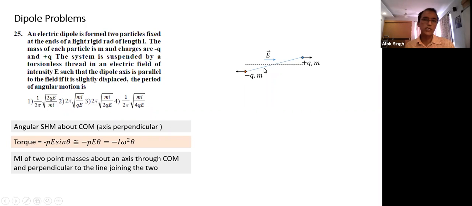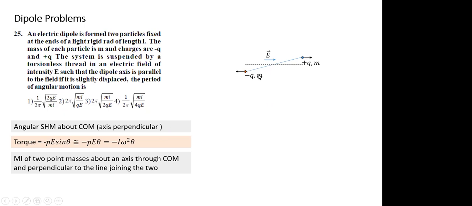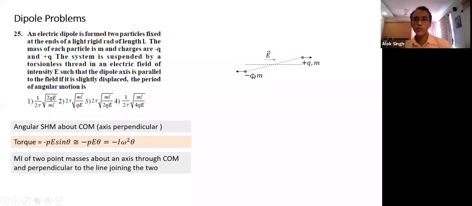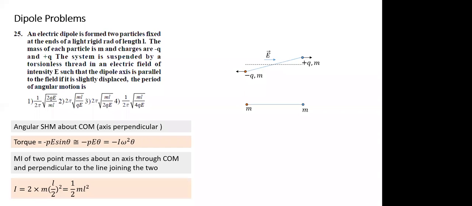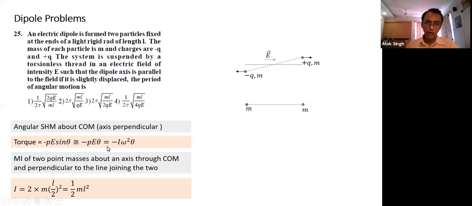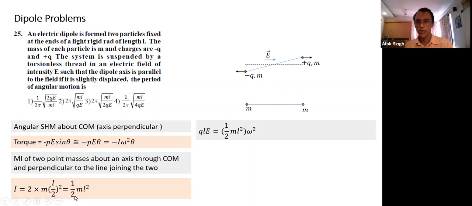So what is the moment of inertia of a point mass? The moment of inertia of a point mass about an axis is mass into the square of the distance from the axis of rotation. So this mass will have moment of inertia m into the square of this distance. The other also m into the square of the distance. The distance of each mass from the axis of rotation is L by 2, as the length of the rod is L. So it is m into L square by 4, and twice because there are two masses. mL square by 2 is the moment of inertia.